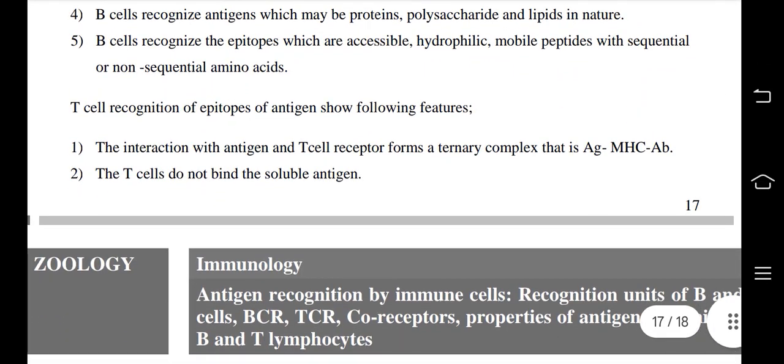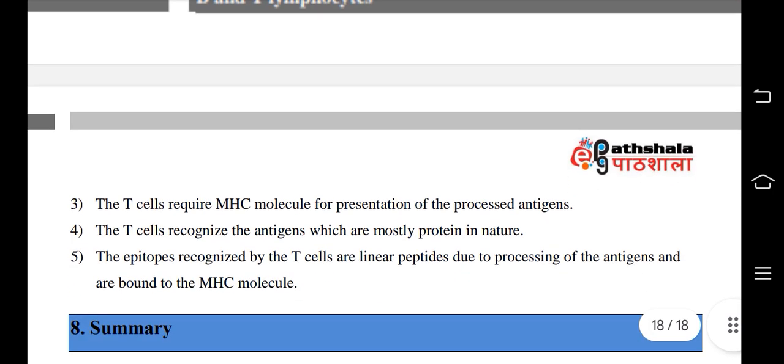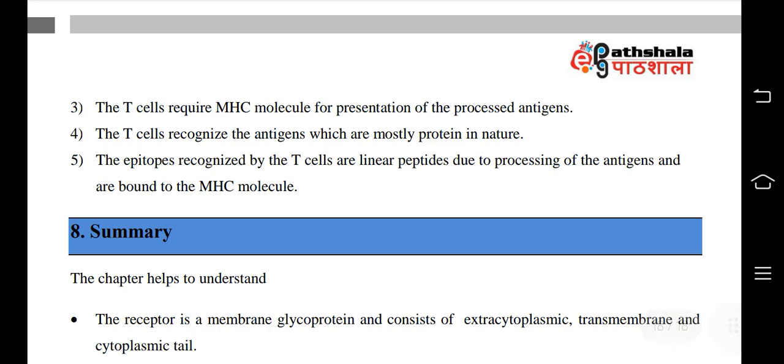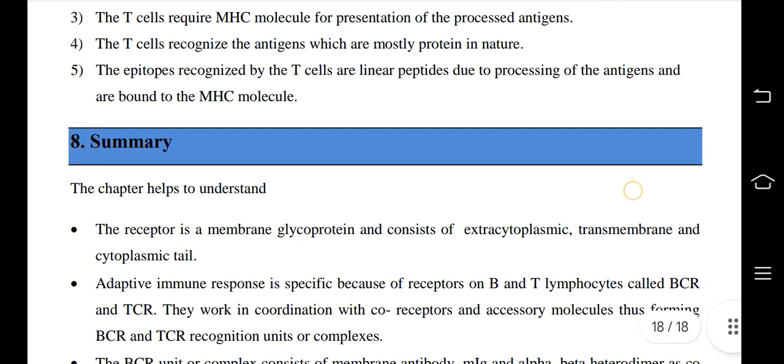T cell recognition of epitopes of antigens shows the following features. The interaction of the antigen and T cell receptor forms a ternary complex, that is AG-MHC-TCR. The T cell does not bind the soluble antigen. The T cell requires MHC molecule for the presentation of processed antigen. The T cell recognizes the antigens which are mostly protein in nature. The epitopes recognized by T cells are linear peptides due to processing of antigens and are bound to MHC molecule.